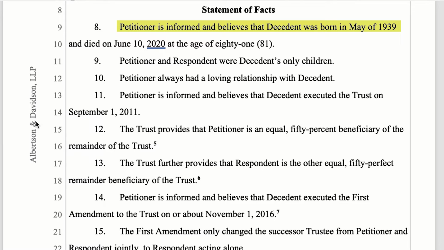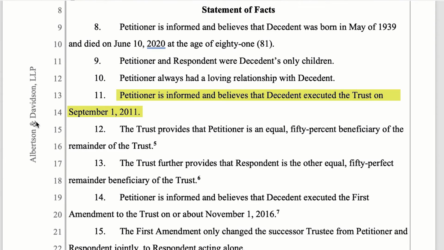So for example, if you go through the petition that we did together a couple videos ago, we laid out our allegations where we said things like the date that the decedent was born. That would be something that a respondent could say, I agree with that paragraph. I'm not going to contest when he was born because it's not relevant. In that petition, we also said the date that the original trust was created. The response might say, we agree with that too. That's when the original trust was created.